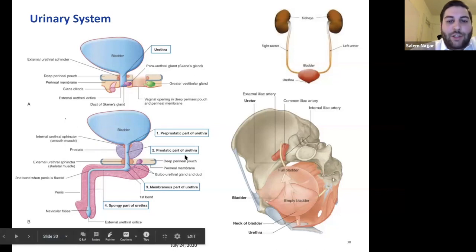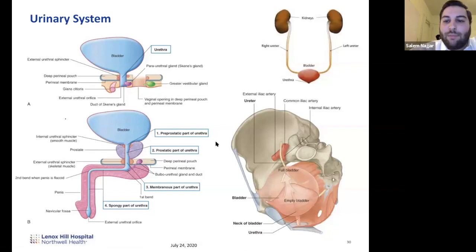And on the right, you can sort of see how everything is situated within the pelvis between the bones and the muscles that we just went through. So we can move to the next slide, where we're going to talk about some cases.